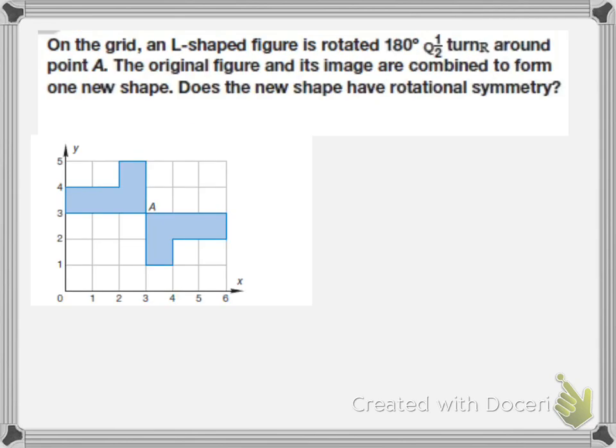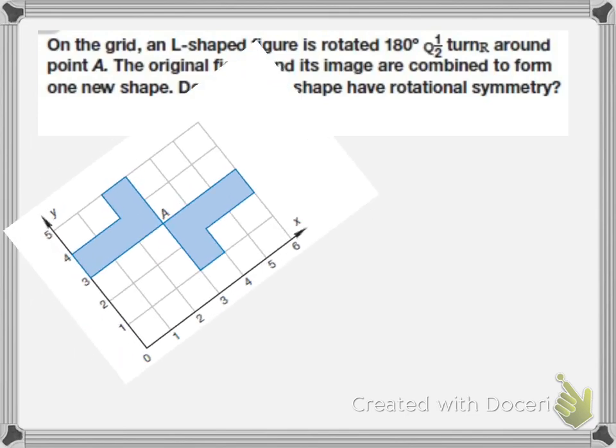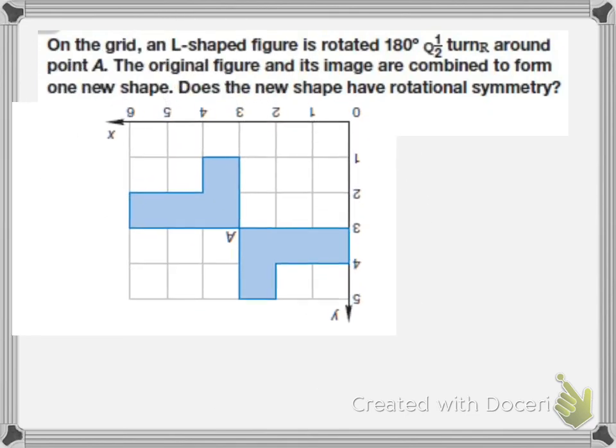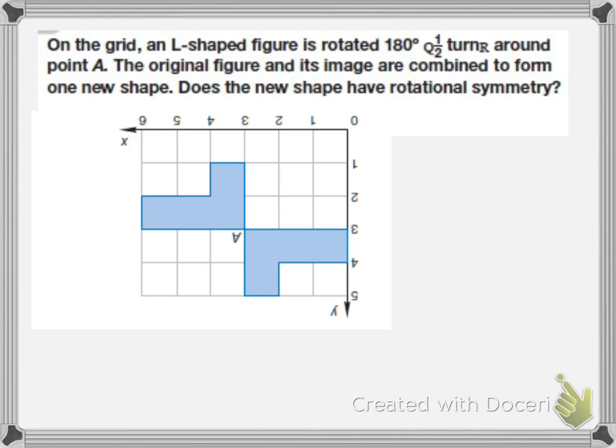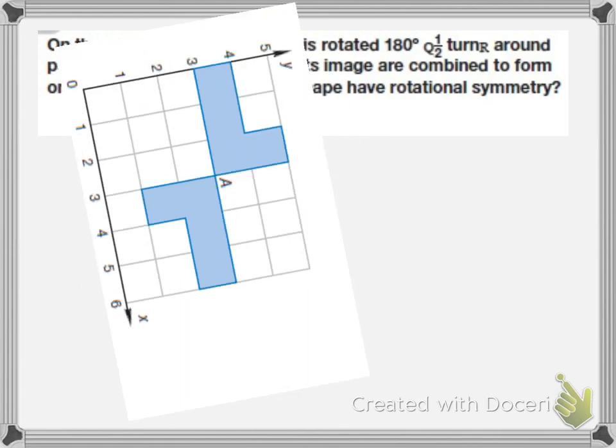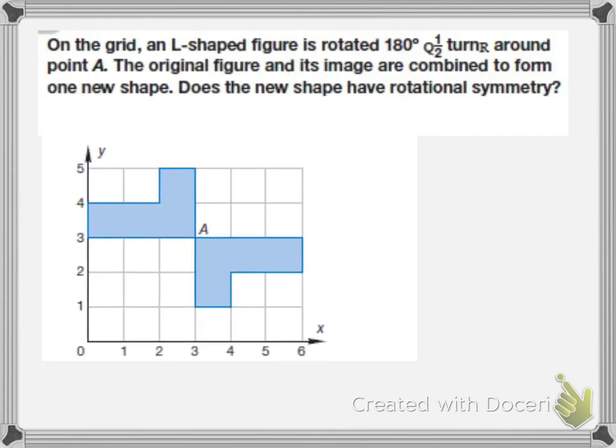Now on this one, the L is rotated 180 degrees, or half a turn, around point A. The original figure and its image are combined to form one new shape. Does the new shape have rotational symmetry? Okay, so if I rotate it, we can see that if I do half a turn, it looks the same as it did at the beginning. So I keep going. So yes, there is rotational symmetry.